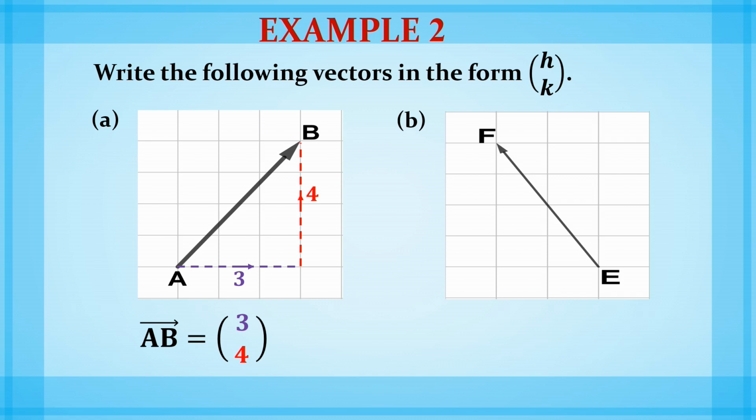In part B, we have to express the vector EF in column form by first considering the horizontal movement from the starting point E, which is 2 units to the left. Students, what is the horizontal component here? Well done, -2. Next, we look at the vertical movement, which is 4 units upwards. Thus, the vertical component is 4.